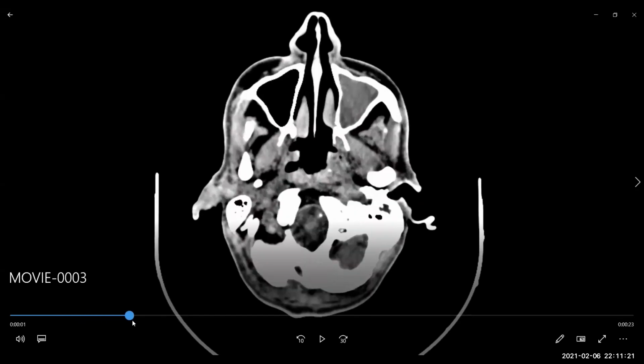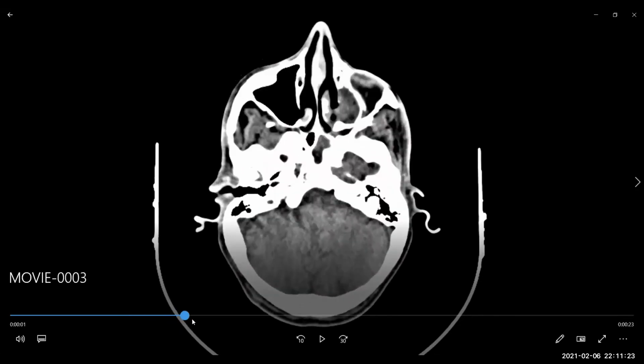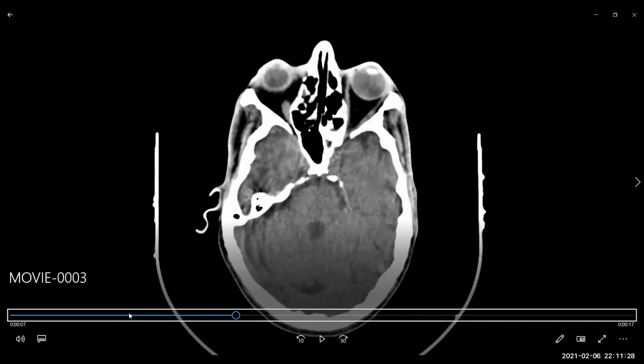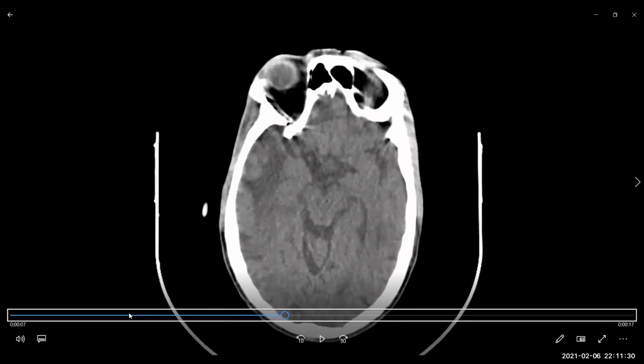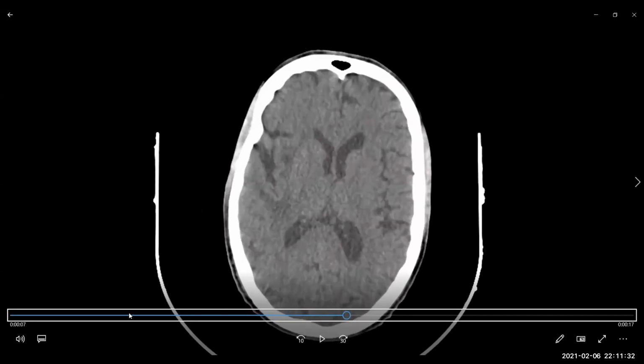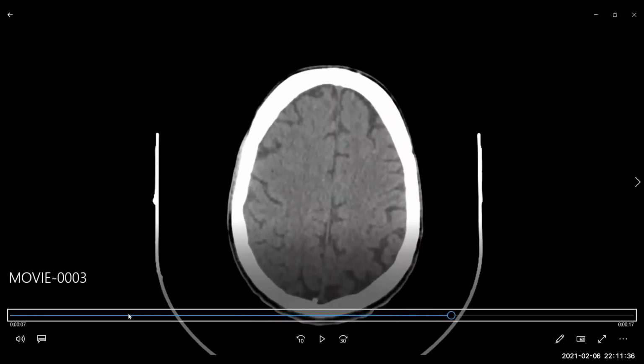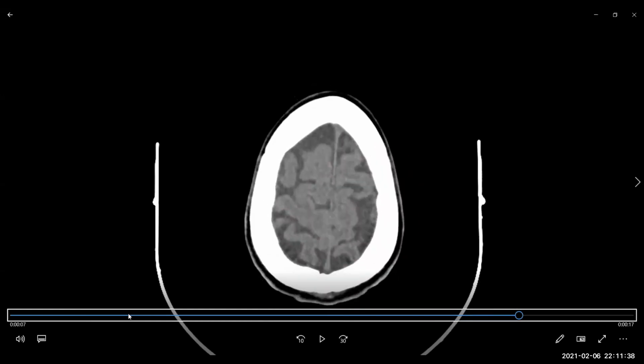CT brain, I can see some soft tissue opacity involving the left maxillary sinus. And this is a plain CT image.